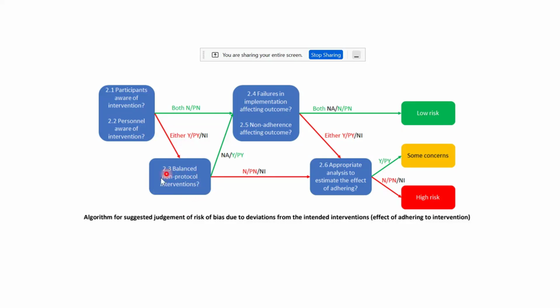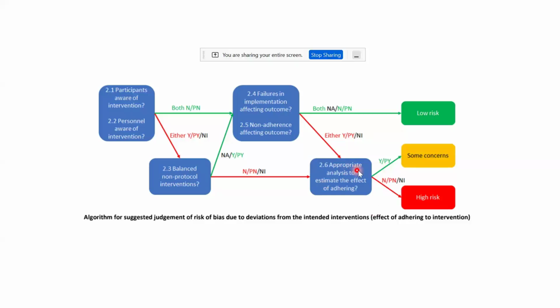So what is balanced non-protocol interventions? If there is a disproportionate amount of non-protocol interventions in the groups, that means that it is not balanced, isn't it? So we go for no or probably no, and we go to 2.6. In case it is balanced, then we go to the next questions, which are failure in implementation affecting outcome and non-adherence affecting outcome. So how much there have been the deviations. If it is no, it goes to low risk. If it is yes, we go to 2.6.